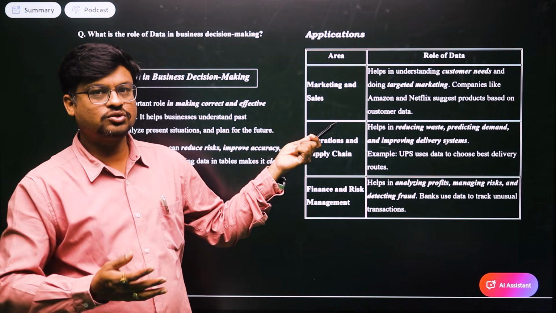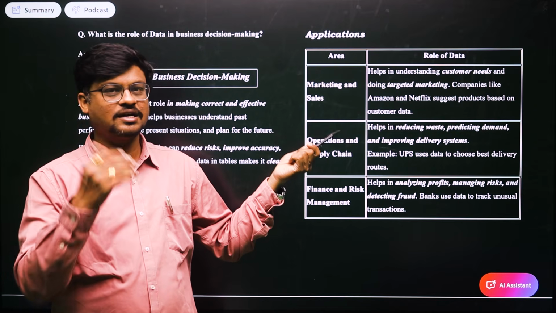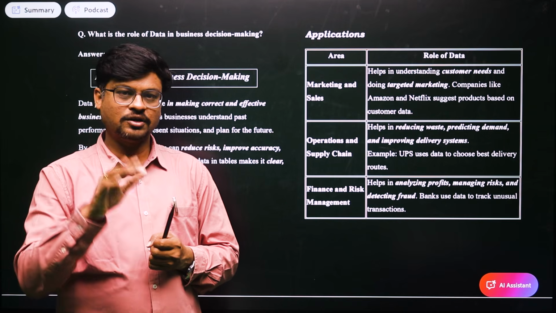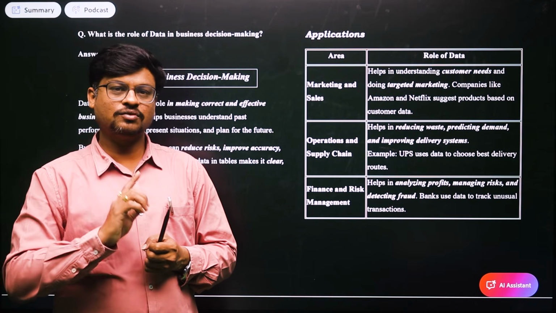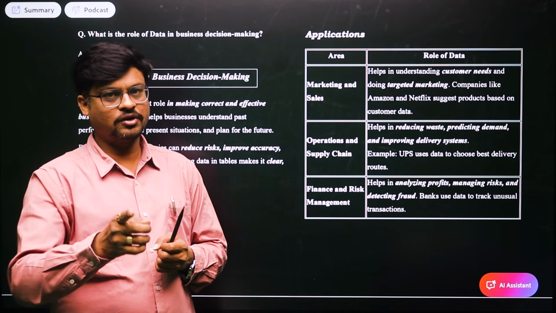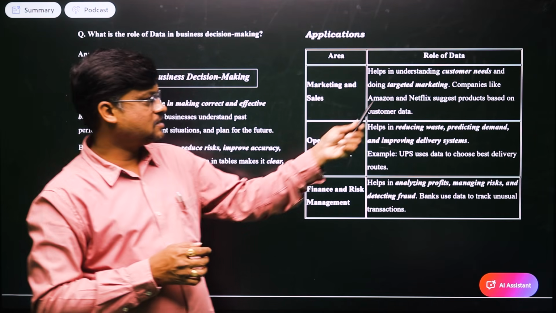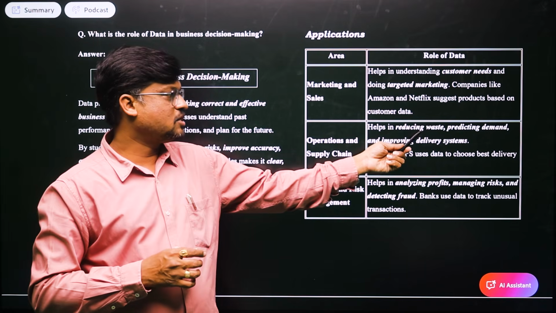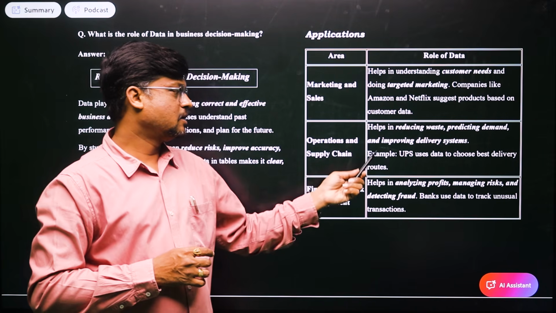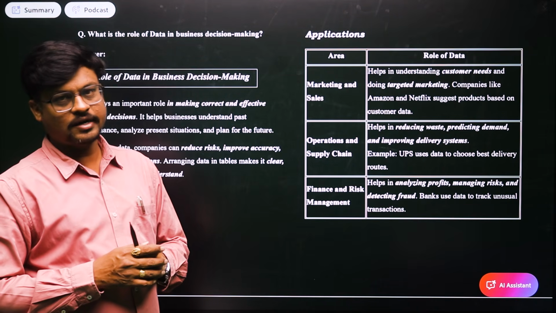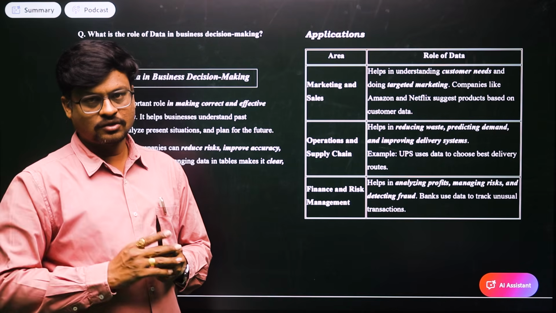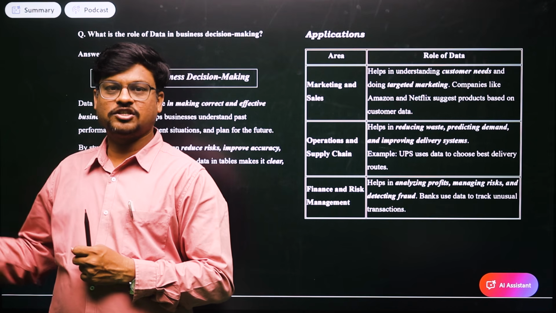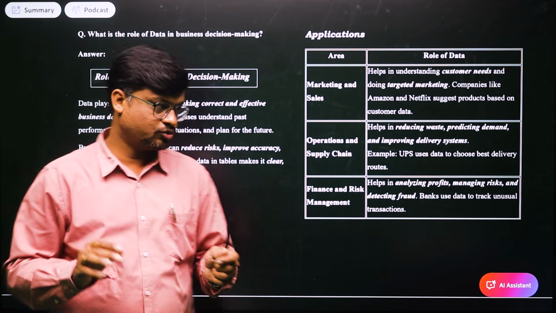If I send 10 messages to you, out of which only one interests you and the other 9 do not, what are you going to do? You are going to block me, you are going to report me. Instead of that, I will send you only one message, only one product, that you might like. That is targeted marketing. Operations and supply chain helps in reducing waste, predicting the demand, and improving the delivery system. So that is supply and demand. What are the things required? Accordingly I will produce, manufacture and design, by which wastage is reduced.